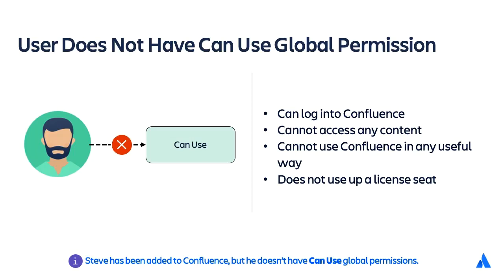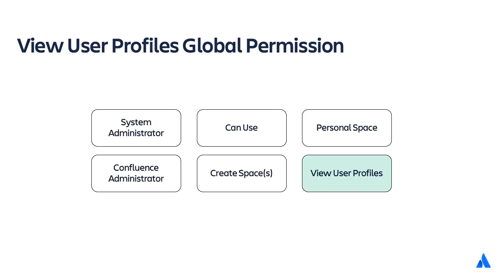So the important point here is that apart from being able to log in, users will not be able to access Confluence in any useful way unless they have the can use permission. Without the can use permission, users do not count towards your license count. The view user's profile permission is relevant only to anonymous users.